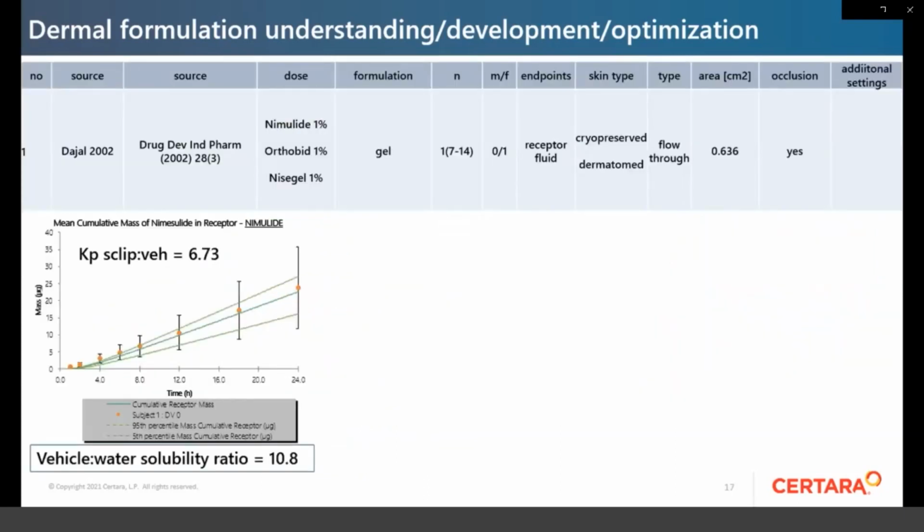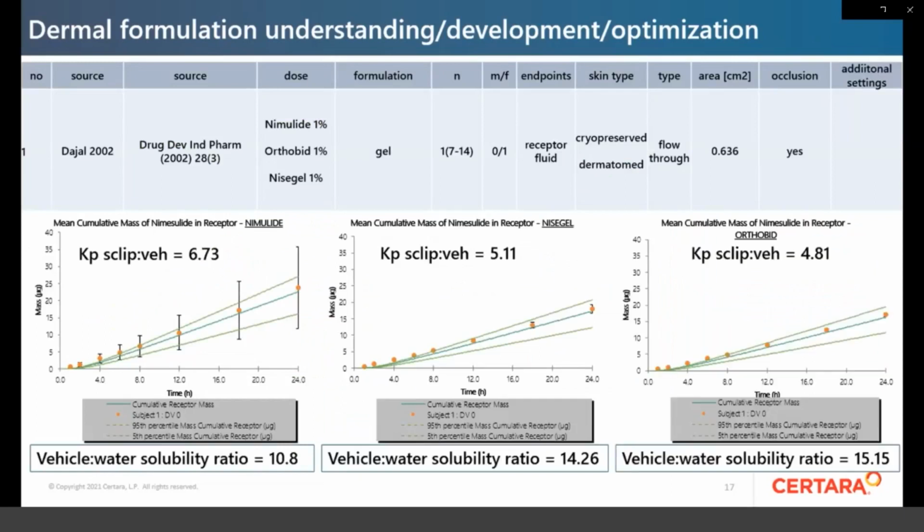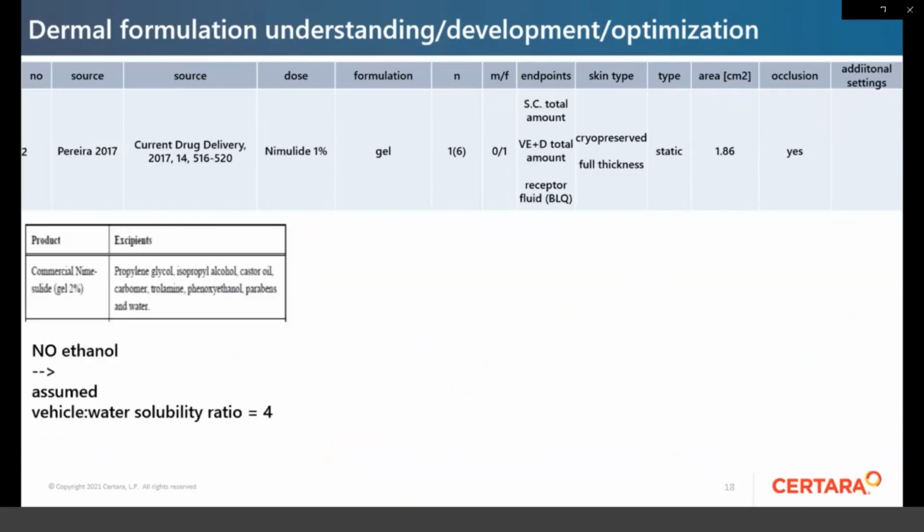So what was done next? We optimized the partition coefficient between the stratum corneum lipids and vehicle for these three formulations. Here are the results. But apart from that, and based on the optimized KP, we calculated the vehicle water solubility ratio. So how different is the solubility in water and in the vehicle which was used? And this is actually a relatively simple parameter which can be measured, and in the opposite direction used to calculate the partition coefficient, and thus used to optimize the formulation of interest.